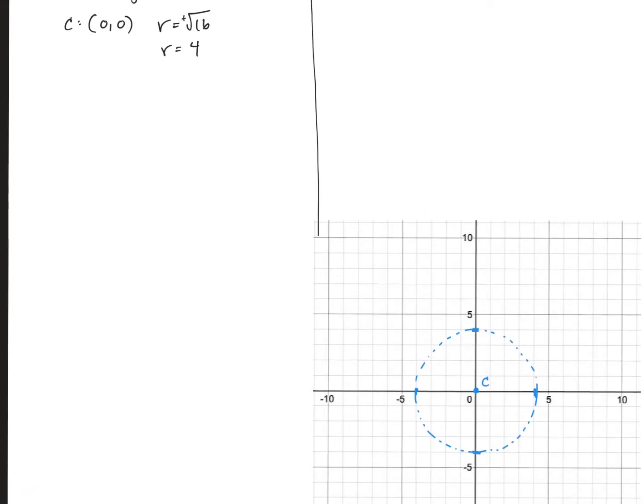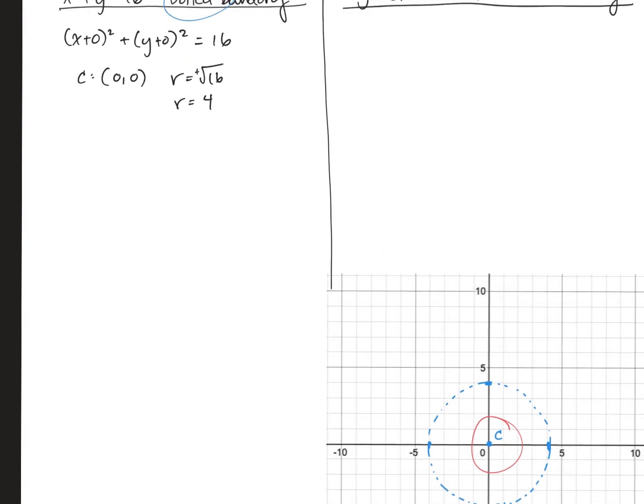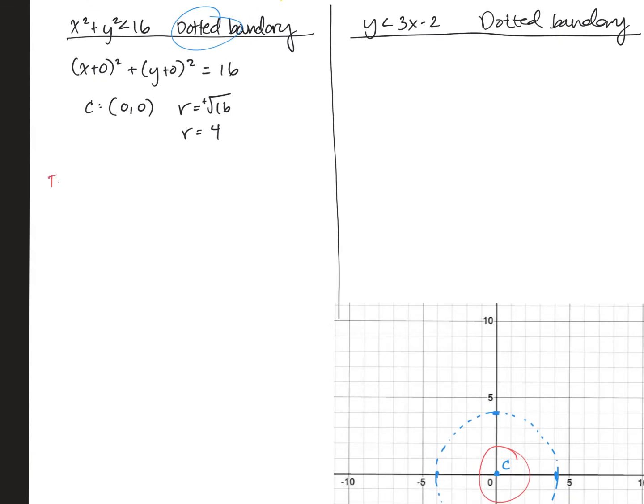Now what do we do? A test point. As usual, we can pick the origin. But you might say, wait, isn't the center part of the answer? And the answer is no. The center is just the pinpoint for our radius. The normal part of our circle is just the actual outline, not the center. So we'll pick our test point.